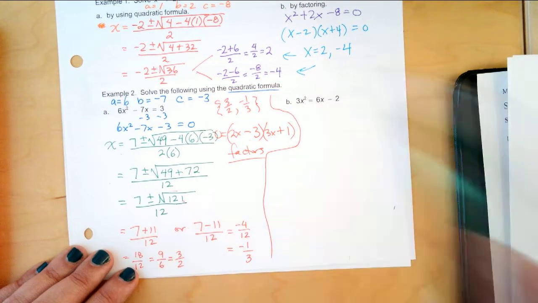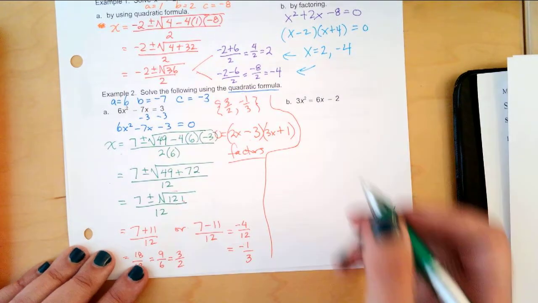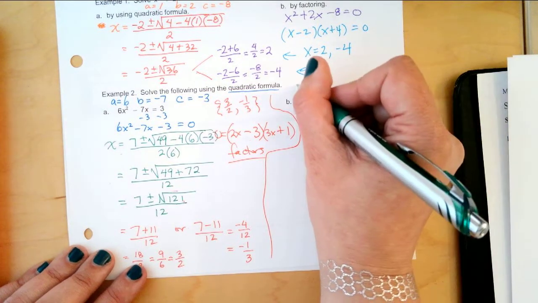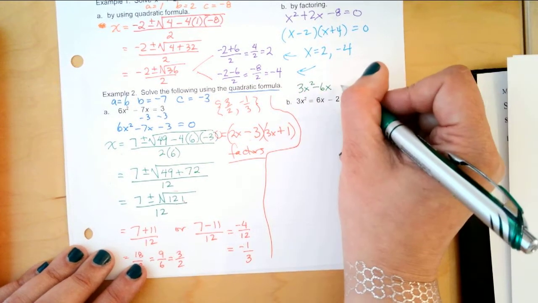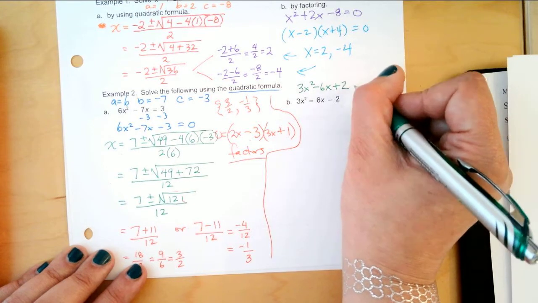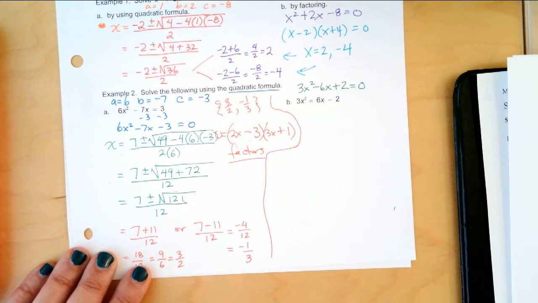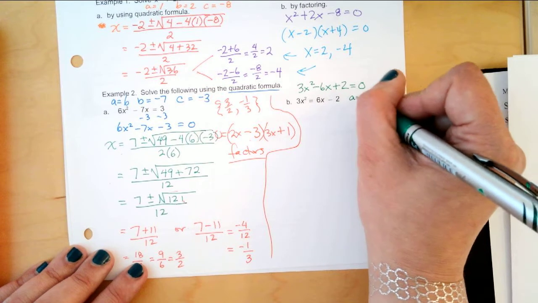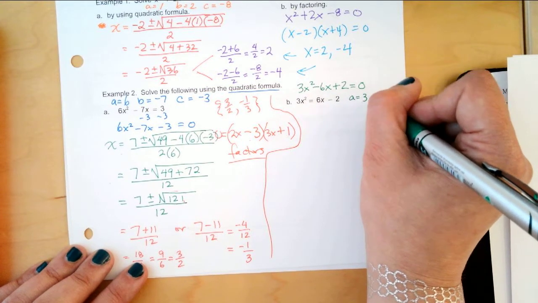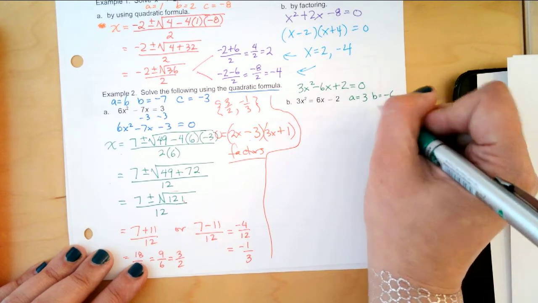So, is this one in standard form? No. So what do we need to do? 3x squared, you're going to subtract 6x, and you're going to add 2, right? Now is it in standard form? Any questions about how we got that? So what's my A? What's my B? And what's my C?